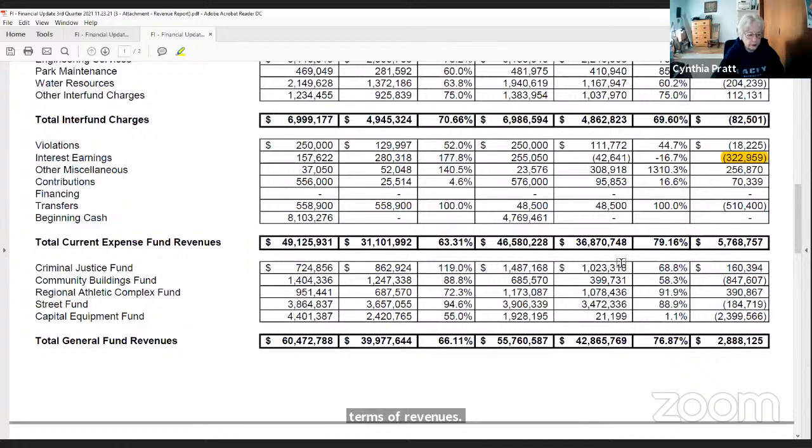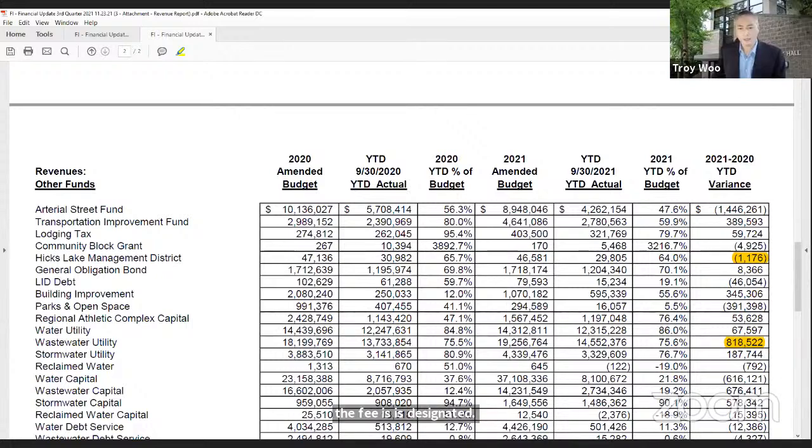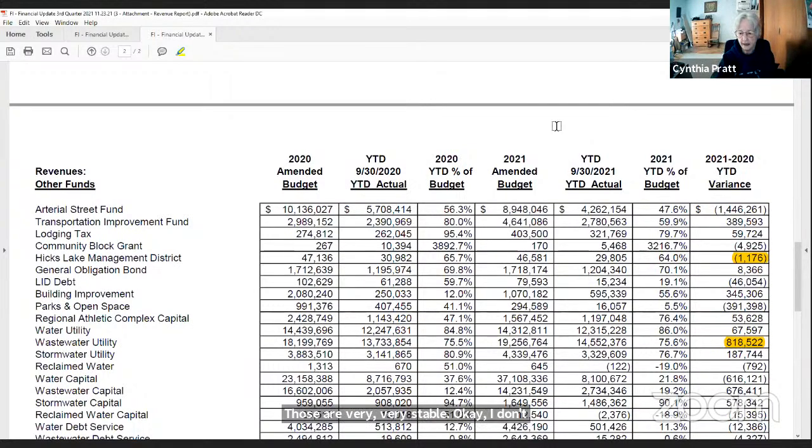Just a quick question. Why would the Hicks Lake be a deficit? I would think that would be a steady payment or a steady thing, simply because the fee is designated. Yeah, that's likely a timing issue. Hicks Lake is an assessment through the property tax bill. Those are very, very stable. Okay, I'm not alarmed at all by that. It's a small amount, but I was just curious why it was down.